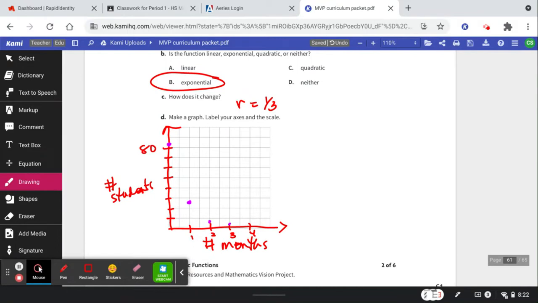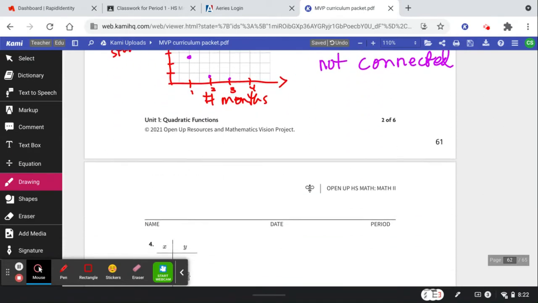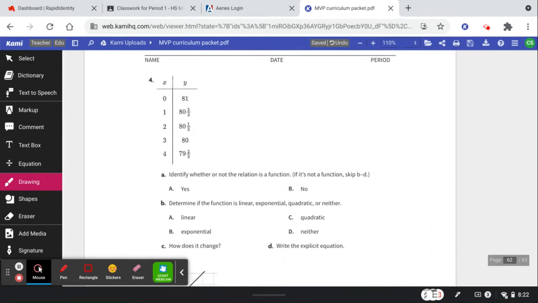And is there such thing as in between numbers? I don't think so. I don't think there's in between students. So I would keep this graph as discrete or not connected. Looking at the next one. Pause this video, try it on your own, then check it.